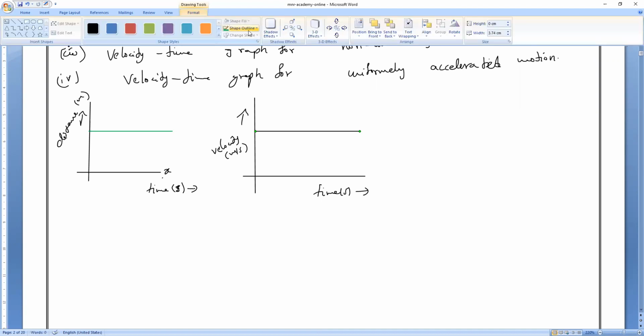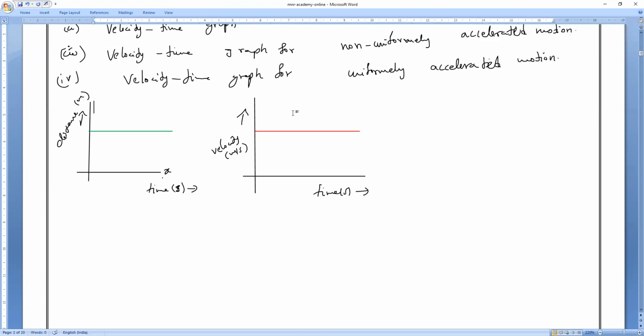Acceleration is 0 because it is a velocity time graph and it is uniform motion. If a velocity time graph shows uniform motion, what is the acceleration? Everybody, 0. That you should remember.